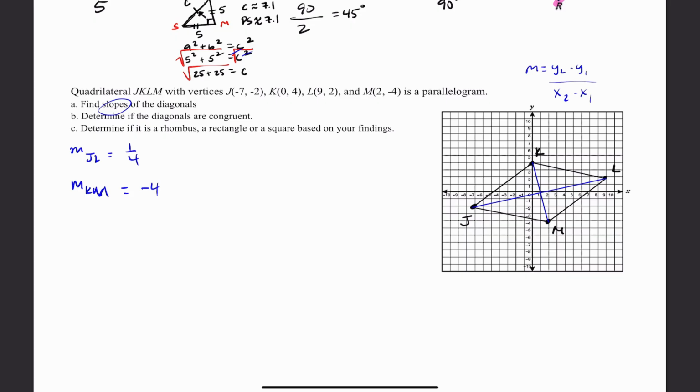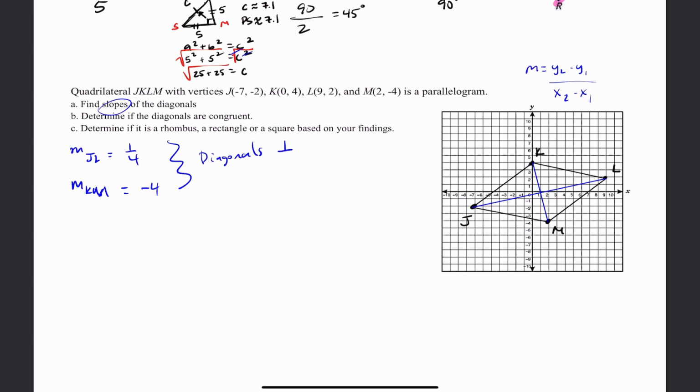Now, what we're going to do with these two slopes is compare the two. We see that we have 1/4 and -4. If I look at the signs, this is positive and this is negative, so the signs changed. And if I look at 1/4, if I flip it, that's going to become 4, or 4/1. So these are perpendicular to each other because we have opposite reciprocal slopes. So we can say that the diagonals are perpendicular.